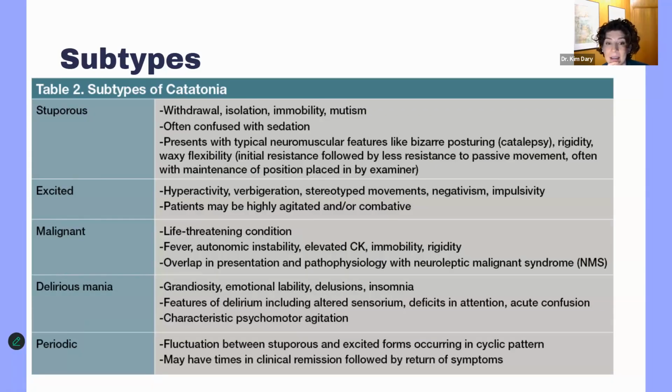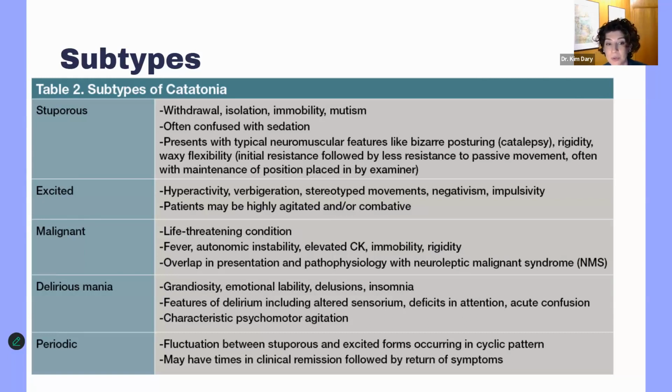We can see that at times, but oftentimes we actually see the excited form. So the hyperactivity, the stereotype movements, impulsivity, and they can be highly agitated and really combative. And sometimes when they present that way, there can be an assumption that this must be a primary psychiatric disorder. This must be some sort of psychosis, or this must be mania. But really, I think it's important to characterize those symptoms more to make sure that we are investigating appropriately for what may be underlying the catatonic symptoms.